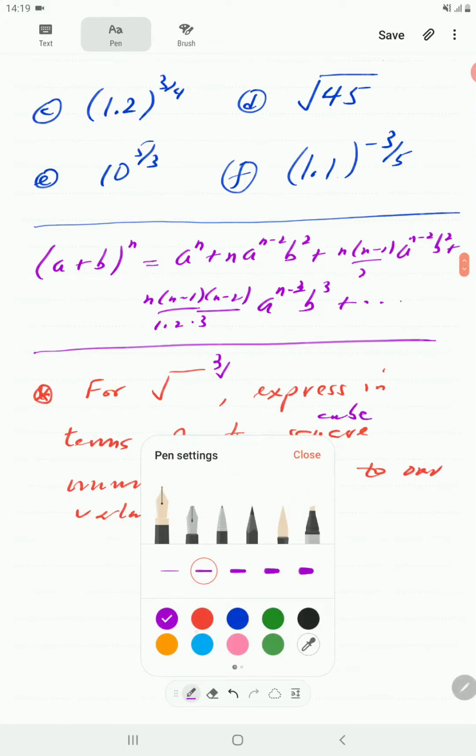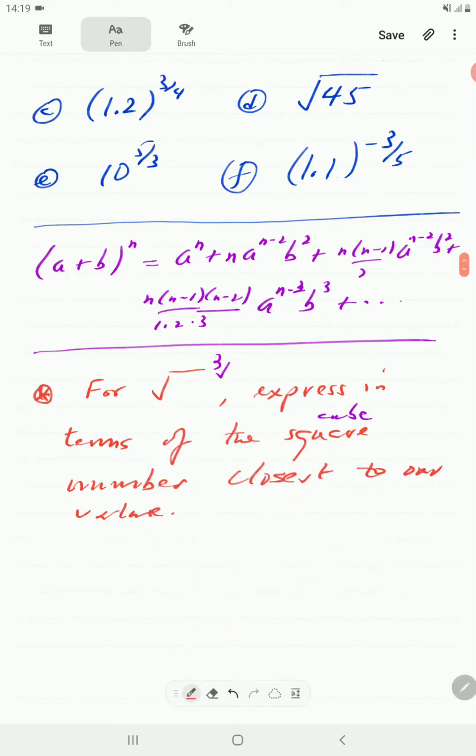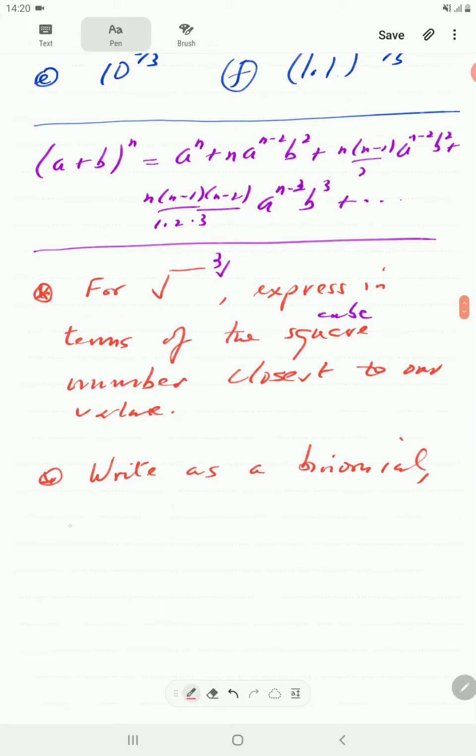Then the second thing, once we find the square number, we're going to write our value as a sum. We're going to write our value as a binomial. The main thing is that the bigger number must always come first. So write as a binomial, bigger number first. That's going to be very important.